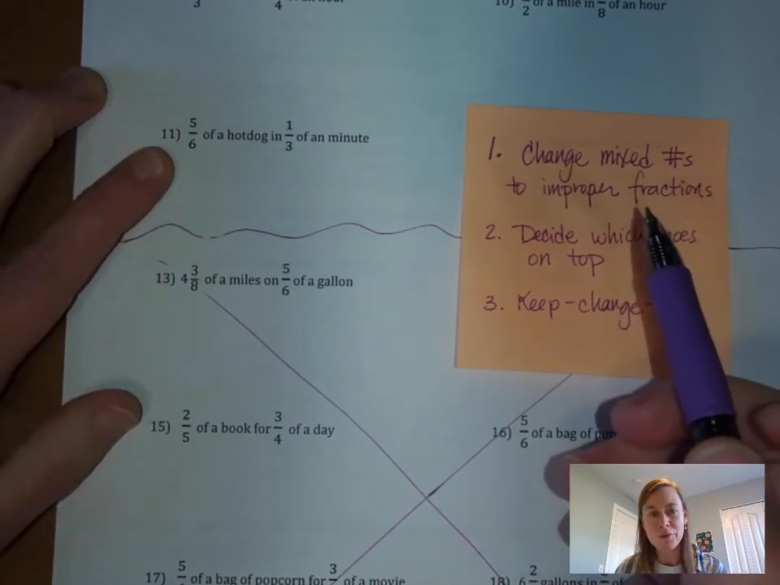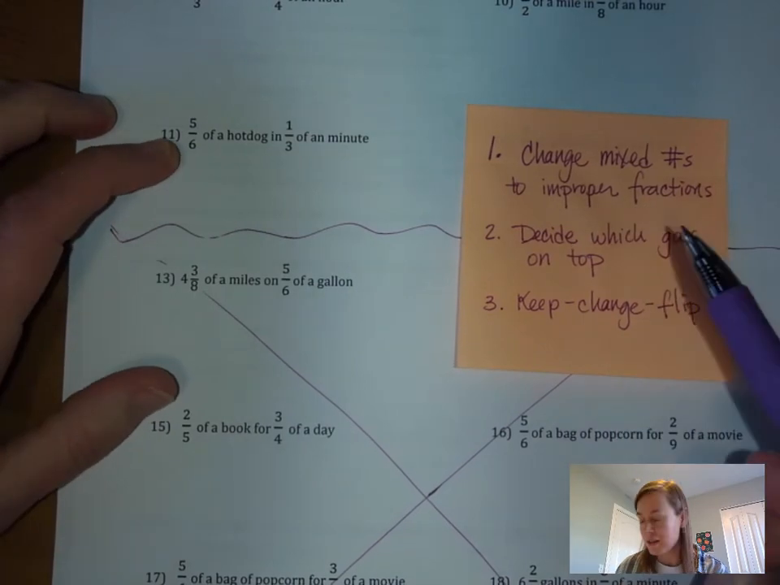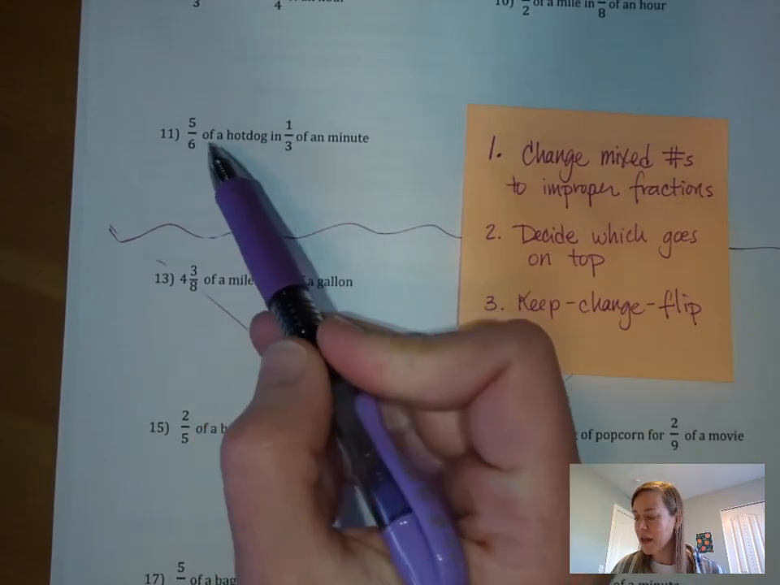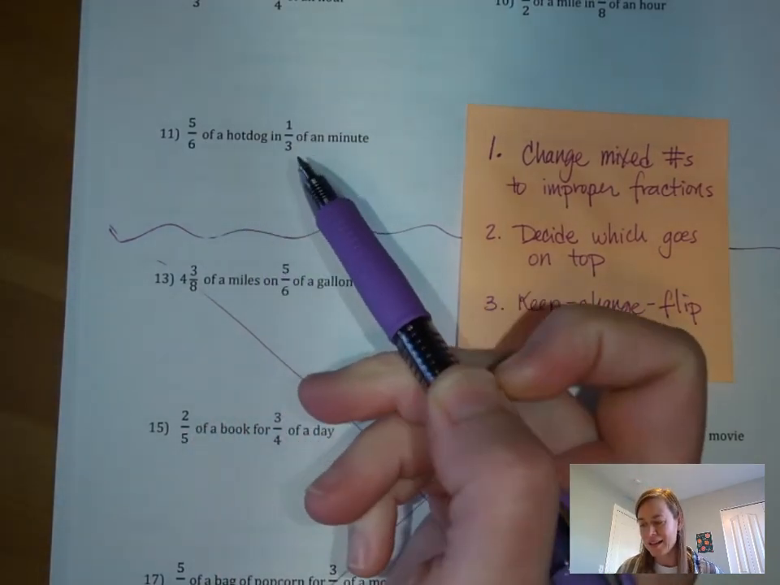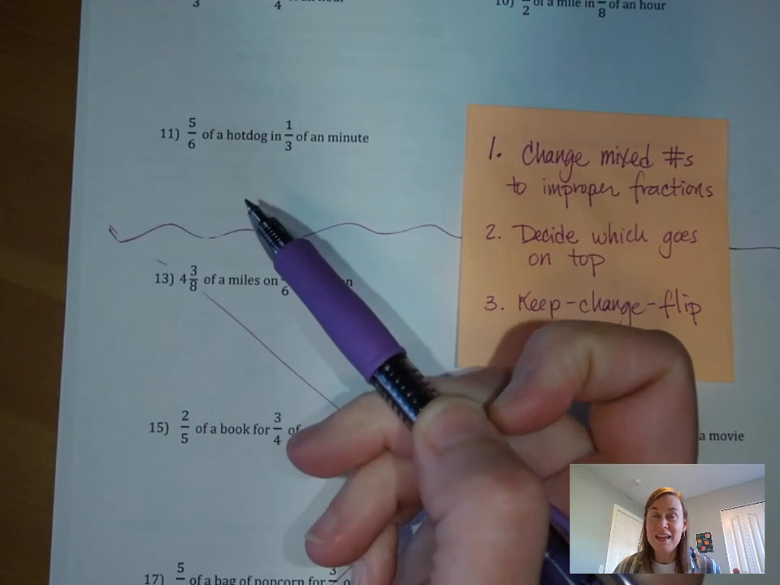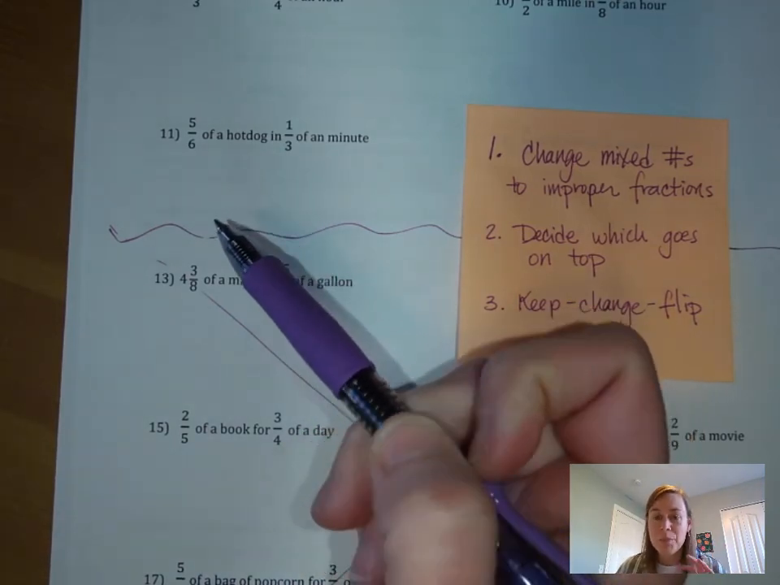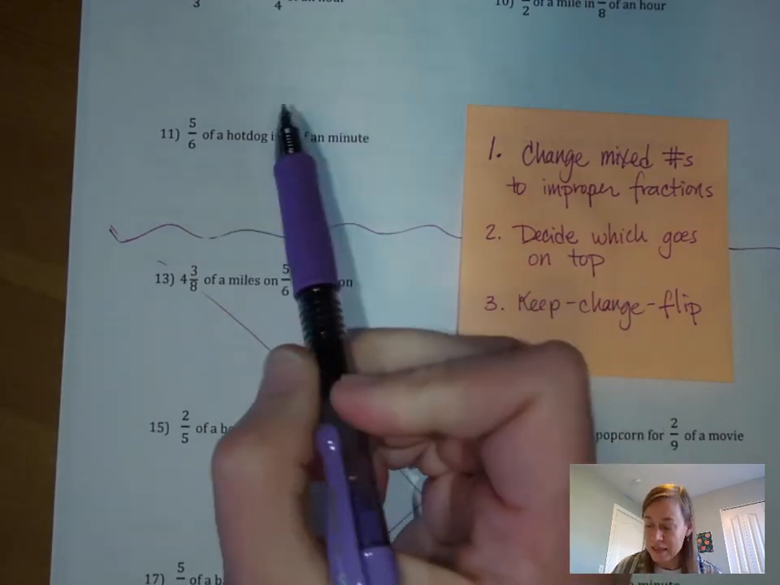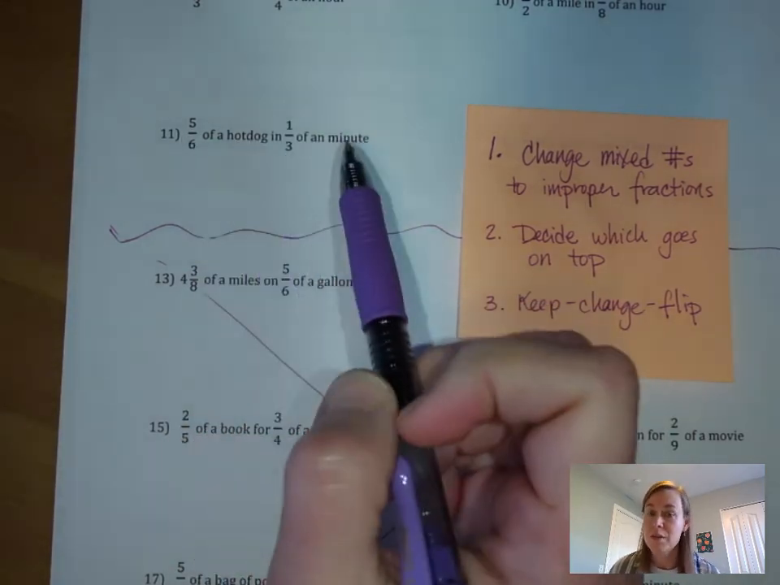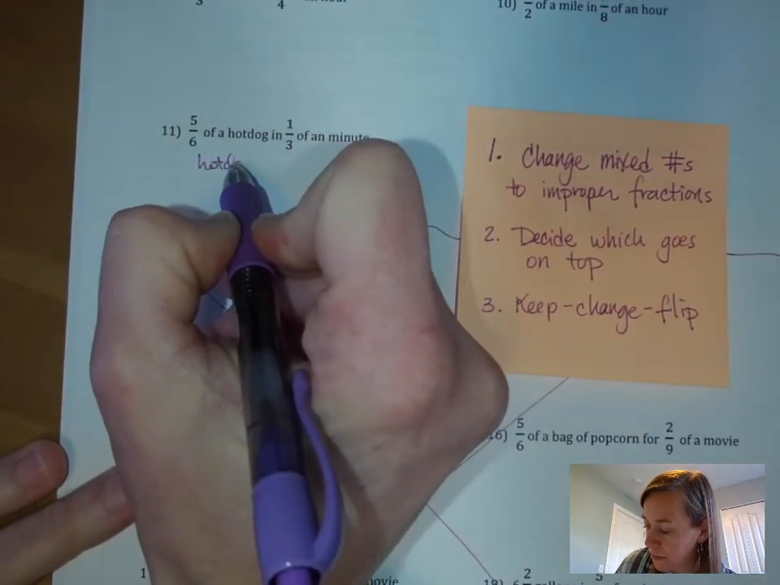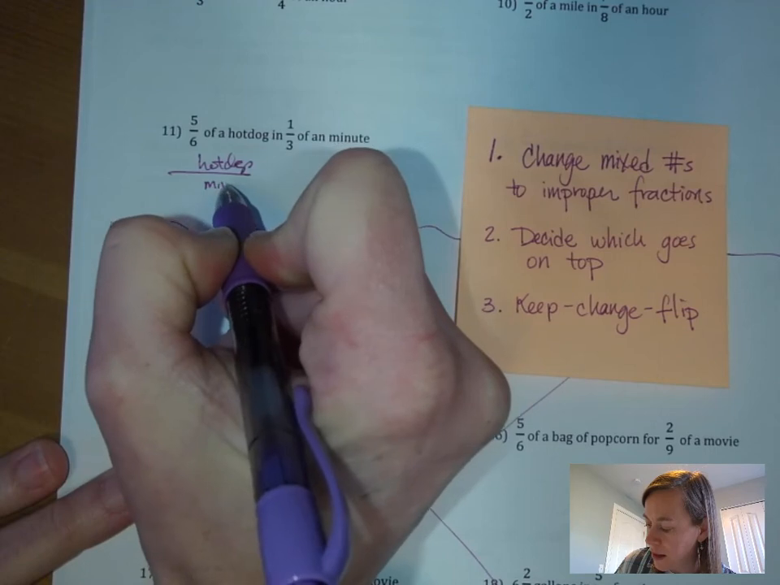Nope. They are both already just normal fractions. Cool. So decide which number goes on top. Okay, so we're talking about hot dogs per minute, right? You could say, well, I want to figure out how many minutes it takes to eat one hot dog. That makes sense too. But because the order in this problem is listed this way, I'm going to go for hot dogs per minute. Okay, so let's do it. So hot dogs on top, minutes on bottom.